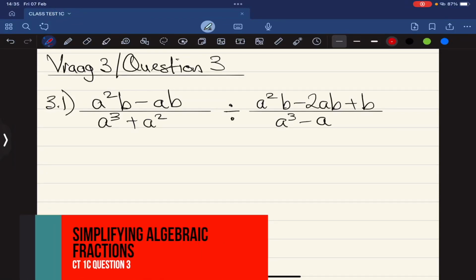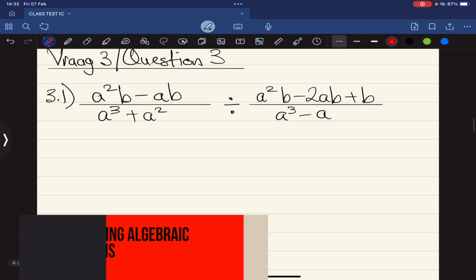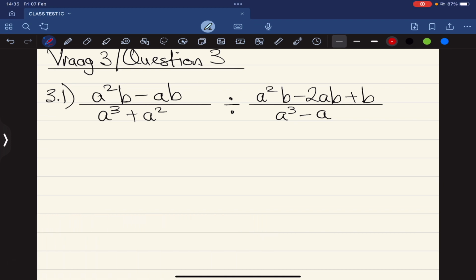Vraag 3, question 3. We need to simplify the following algebraic expression, or algebraic fraction rather, in this case specifically an algebraic fraction. And if I look at this fraction, it is a fraction divided by another fraction. So the very first thing that I would want to do here is to get rid of that division sign. Never mind all the stuff going on in the fraction. It is simply just a fraction divided by another fraction.